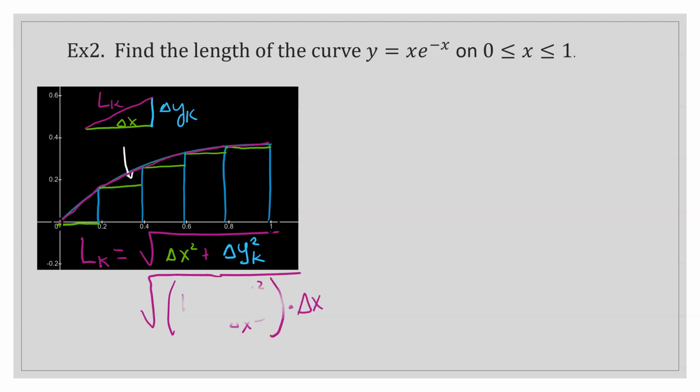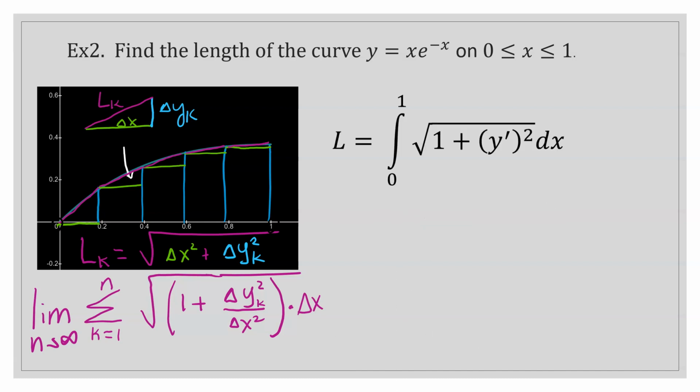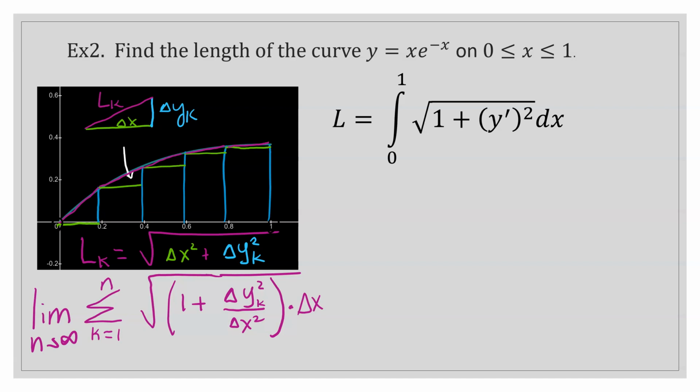And we do some little fancy factoring out of the square root of delta x squared. And we will end up with this right here, right? And now we're going to sum them all up from 1 to n. And then we're going to take the limit as n goes to infinity. So that really is how the integral of the length is born: the integral from 0 to 1 of the square root of 1 plus the derivative squared dx.